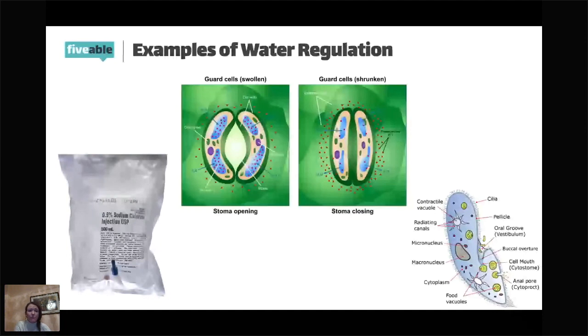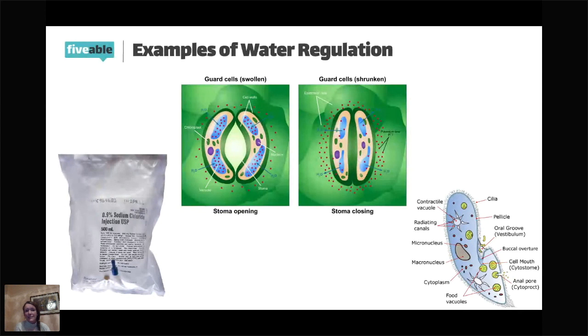Also really important, plants have these guard cells on their stoma, which are the openings in their leaf. When they have lots and lots of water in them, they swell up. Water goes into the guard cells and they open the stoma so that we can allow for gas exchange of carbon dioxide and oxygen. When they are dehydrated, there's less water filling those cells up and the stoma will close in order to prevent the release of water vapor and therefore the loss of water into the environment.